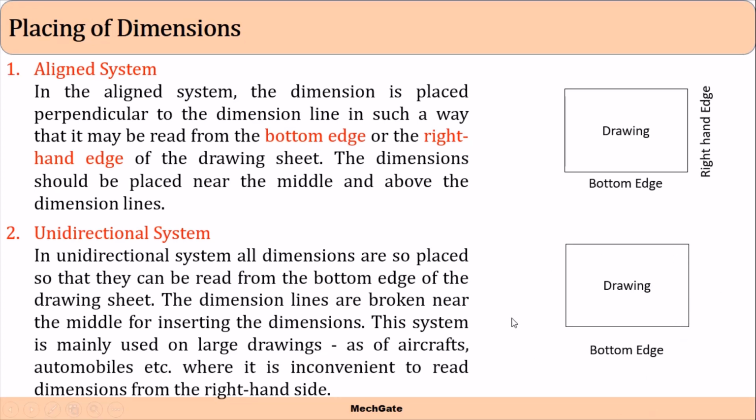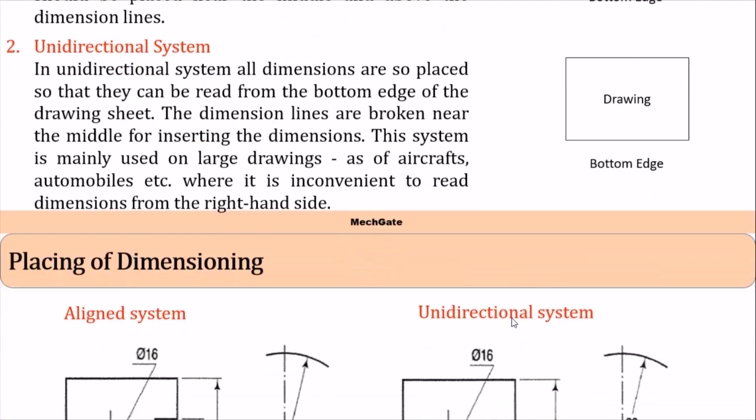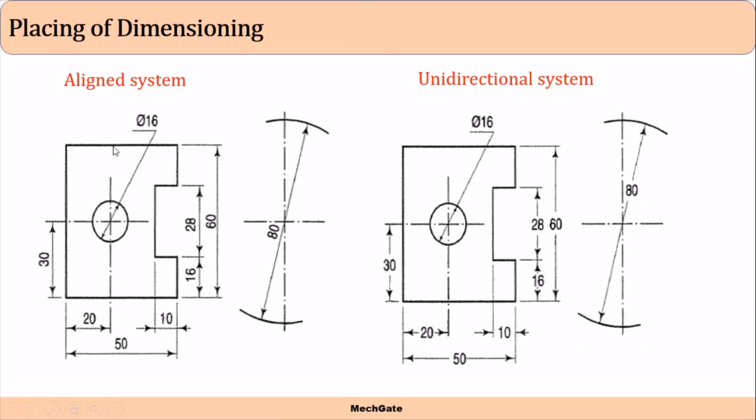Let's see how to represent a dimension using the aligned system of dimensioning and the unidirectional system of dimensioning. These are the two methods. Kindly observe both figures and find out the difference between these two.